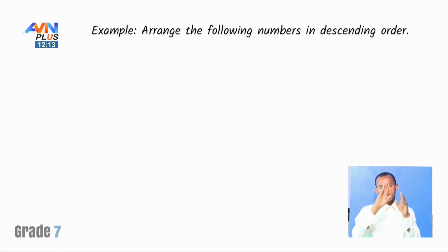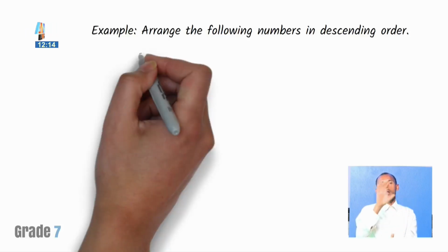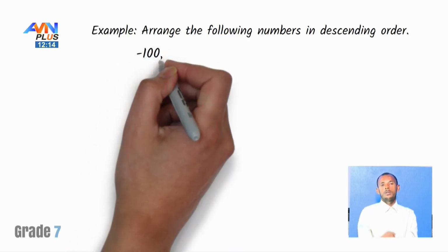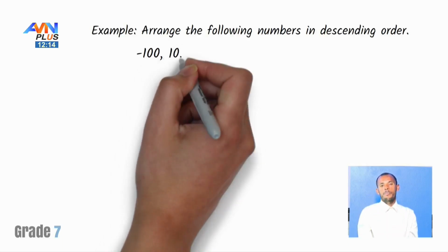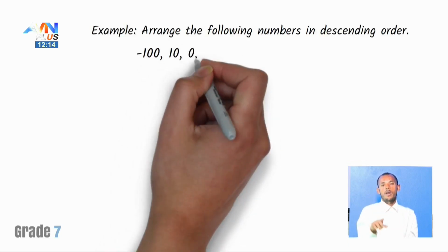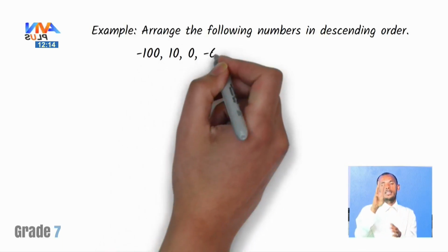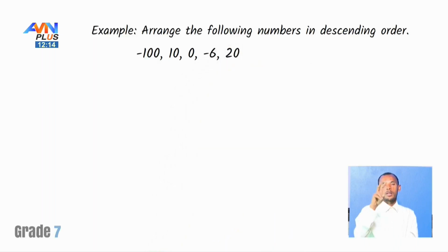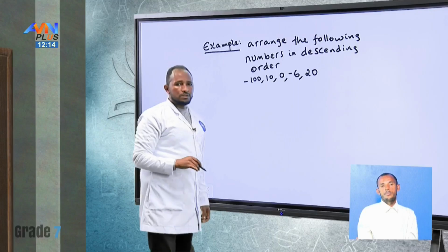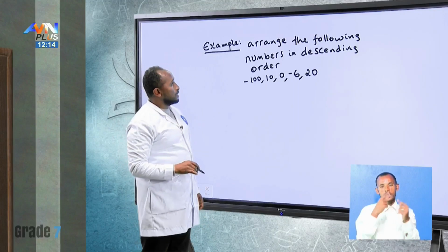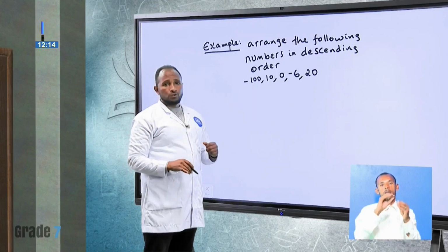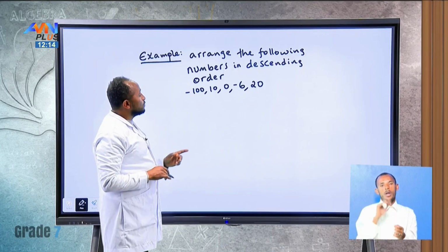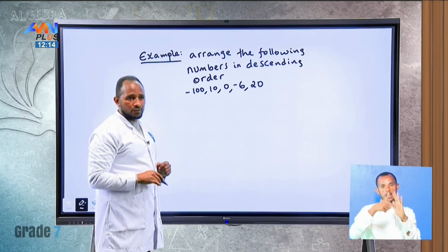Okay, so the numbers given here: minus 100, positive 10, 0, negative 6, and 20. Okay. Students, please try to arrange these numbers in descending order. I will give you 20 seconds for this question.